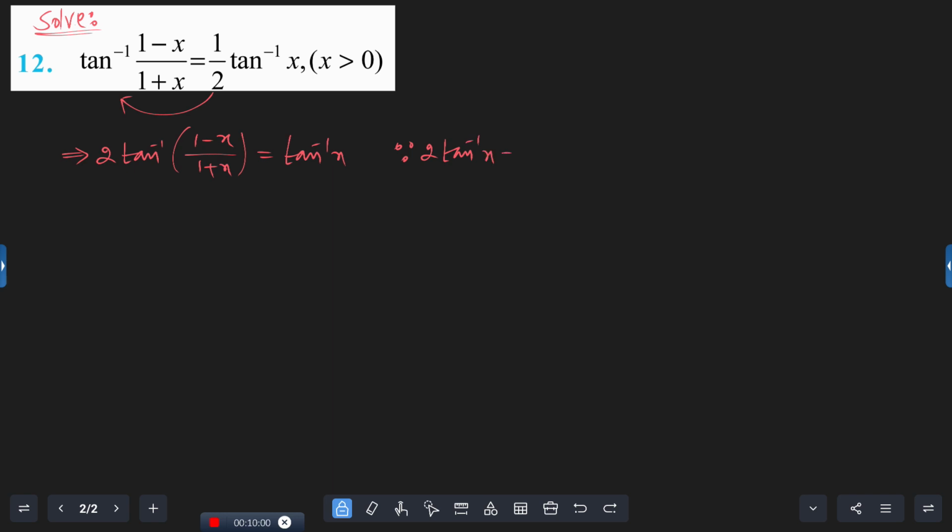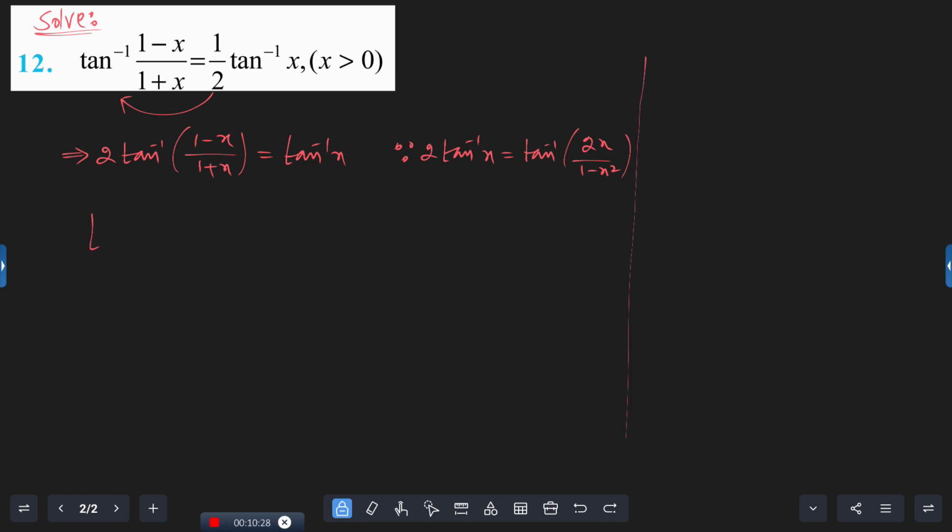2 tan inverse x is equal to tan inverse of 2x divided by 1 minus x square. See, if you use this formula, the 2 is not here. So apply, but instead of x, we have to mention (1 minus x) divided by (1 plus x). Be careful in this.